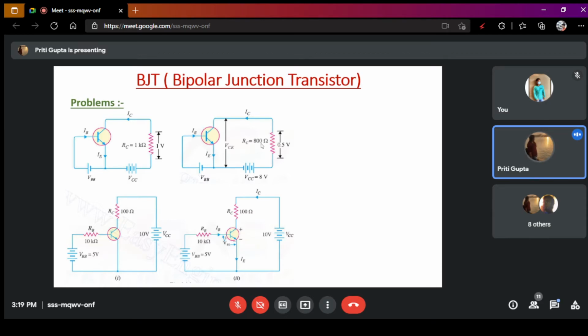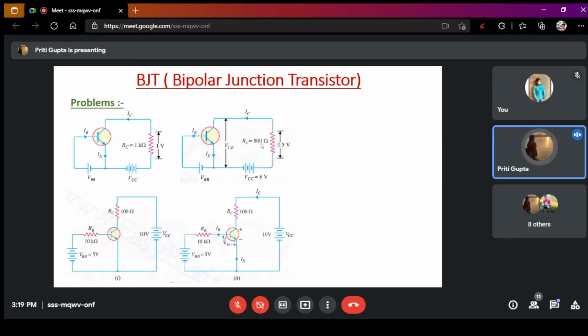Very good. So once we got IC, IB equals IC divided by beta. But here they have given you the value of alpha. So beta equals, what is the relation? Alpha divided by 1 minus alpha. Do it and at first calculate beta. 24. Beta is 24. Very good.